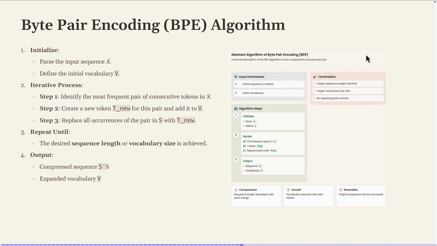So this is the algorithm that you need to follow. You initialize: you parse the input sequence S and define the initial vocabulary V. Then you identify the most frequent pair of consecutive tokens, create a new token for every frequent pair, and replace it within the corpus with T-new. This results in a new sequence S prime and a vocabulary V. So vocabulary V starts initially from the characters, and then the combinations, the merges, are added to it. All of these are considered subword tokens.